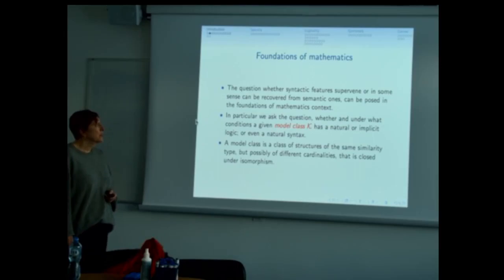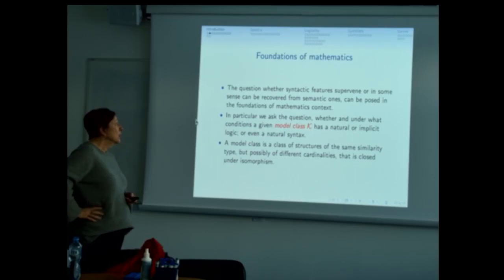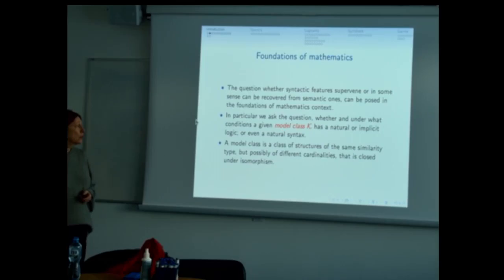There are various ways you can specialize the question, but one way it specializes is to ask under what circumstances a given model class has a natural or implicit logic or even a natural syntax. And a model class is, of course, a class of structures of the same similarity type, possibly of different cardinality, closed under isomorphism.